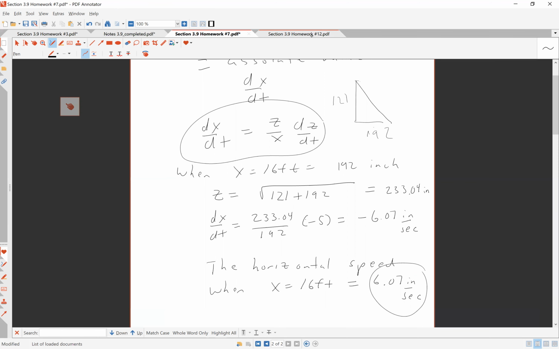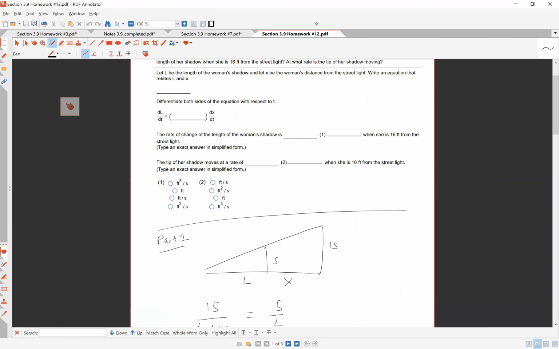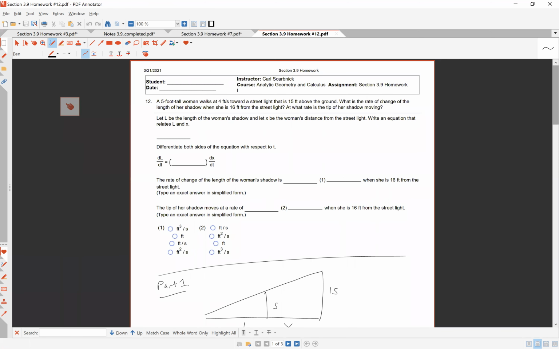Okay, so then the last one, is this one of our favorites here? A woman walks towards a streetlight at 4 feet per second. The streetlight is 15 feet above the ground. What is the rate of change of the length of her shadow when she is 16 feet from the streetlight? And at what rate is the tip of her shadow changing?